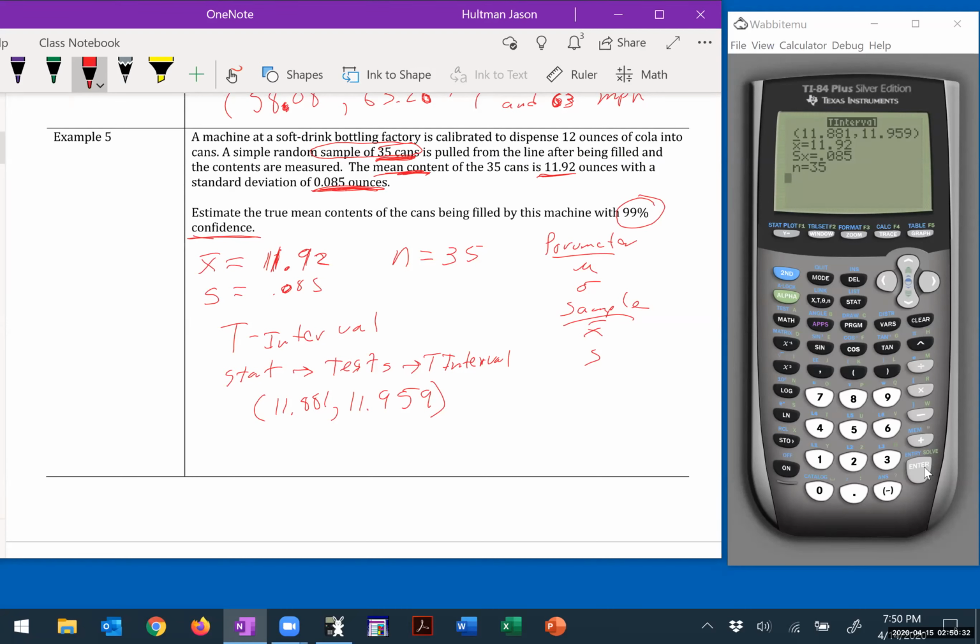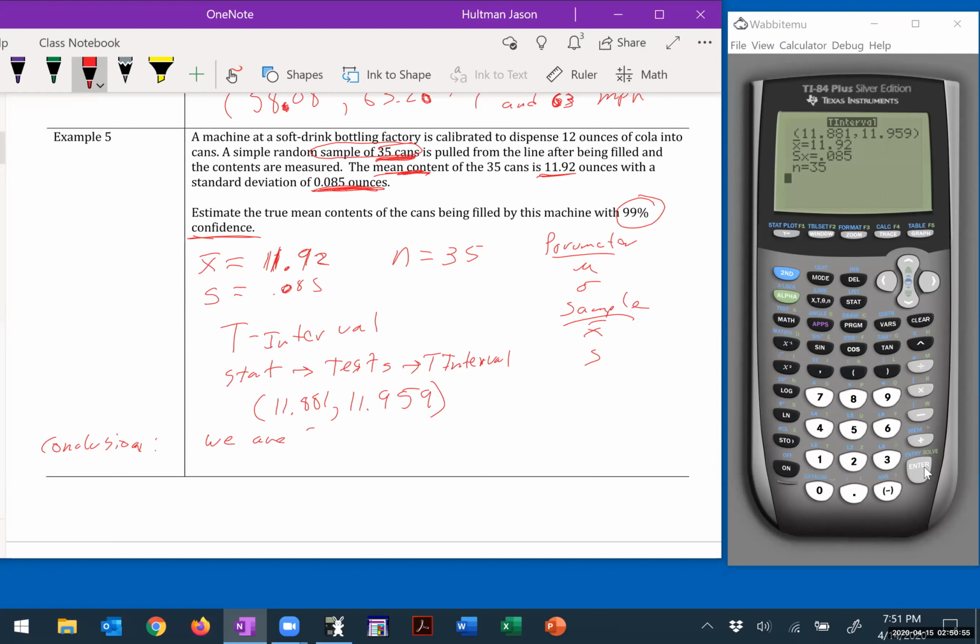Thank you. Yeah. Okay, and so we say our conclusion. You must have a conclusion, and the conclusion must be dependent upon the scenario. You can't just say, we're 99% confident that it's between these. No, we're 99% confident.